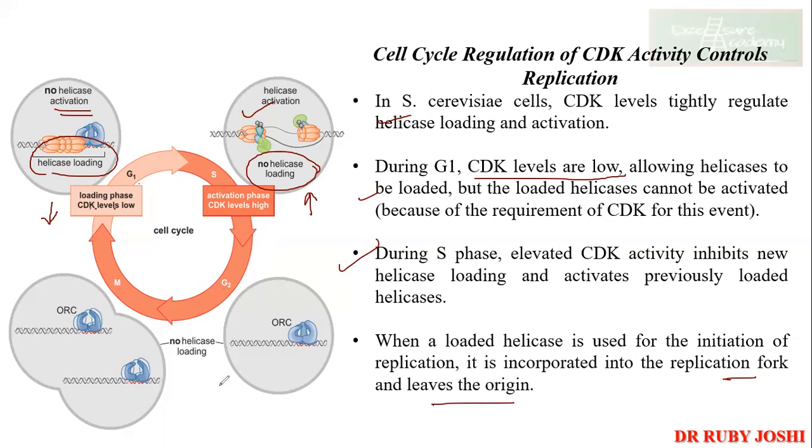Of G2 phase, M phase, what is happening? You don't have any helicase loading. Why? Because CDK has made them inactive. Is this clear? It is just a repetition, but in a proper manner they have shown it in the figure so that it becomes more clear. Simple. G1 phase, helicase loading only, CDK activity is less. S phase, CDK activity is high, so no loading is happening, but helicase is getting activated. That's all you need to remember from your exam point of view.